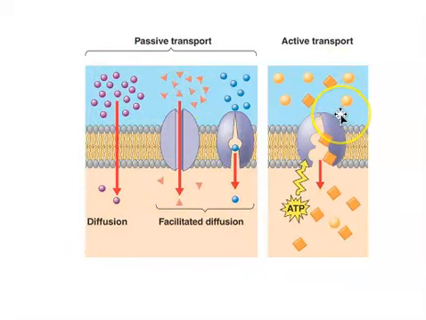Active transport is different. Active transport maintains a concentration gradient. In this drawing, you can see there are relatively few yellow diamonds on this side and more yellow diamonds on this side. So there's a concentration gradient. And this pump is moving yellow diamonds from the side with the low concentration towards the side with the high concentration. It's keeping the gradient in place. In order to do that, it needs a source of energy. And that source of energy is ATP.